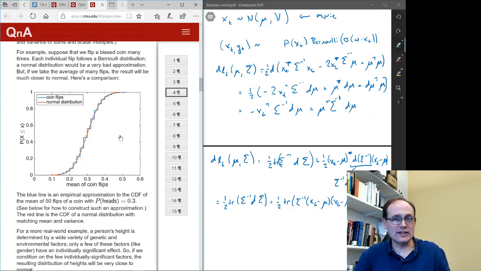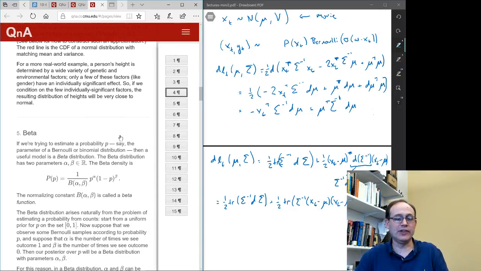So that's coin flips, right, our favorite synthetic example, but maybe a more real-world example is that height and weight and a whole bunch of other physical measurements on a person are determined by genetic and environmental factors, and there's only a few such factors that have an individually significant effect, right? Like, for example, your gender has a significant effect on your expected height. And so if you condition on the individually significant factors, and then look at the distribution of people's heights conditioned on those factors, they will be the sum of a whole bunch of individually insignificant effects, and so they'll be very well modeled by a normal distribution. And if you look at population tables, they are in fact extremely close to normal.